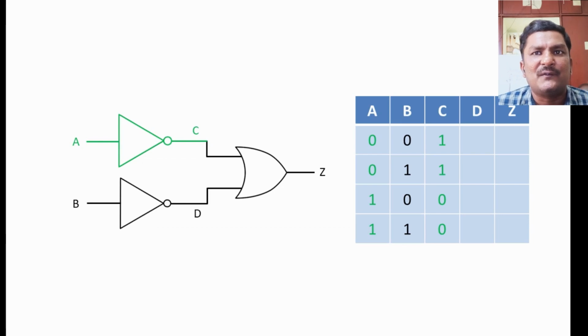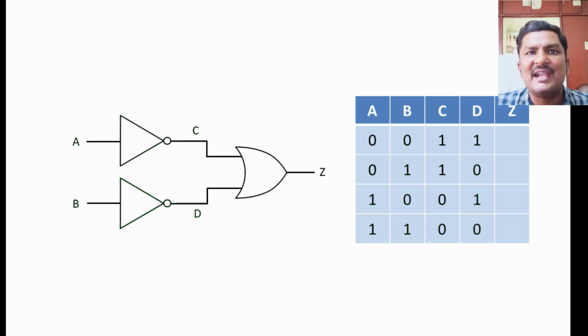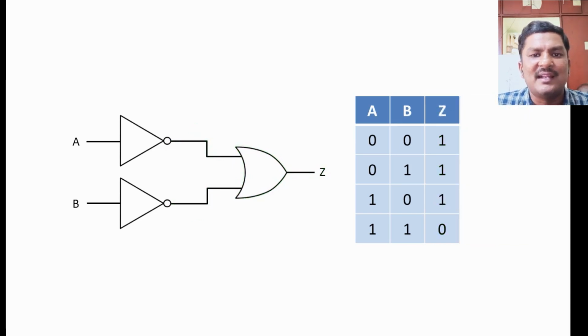So for A equal to 0, C equal to 1; A equal to 1, C equal to 0. For B equal to 0, D equal to 1. So C and D are inputs of OR gate. So Z is the output of OR gate. So when both are 0, Z equal to 0. When C and D either equal to 1, Z equal to 1. So this is the truth table of this combination, two NOT gates and one OR gate. This is the third example here.